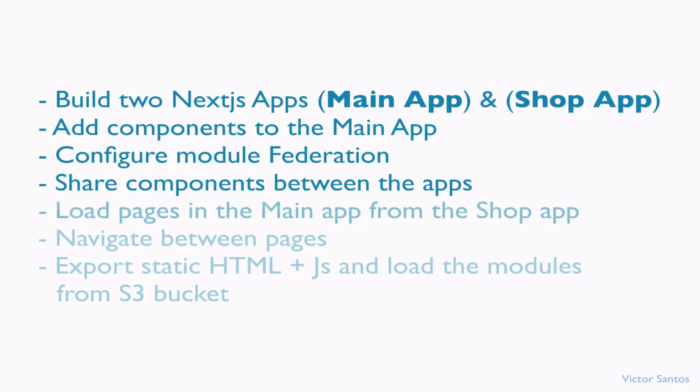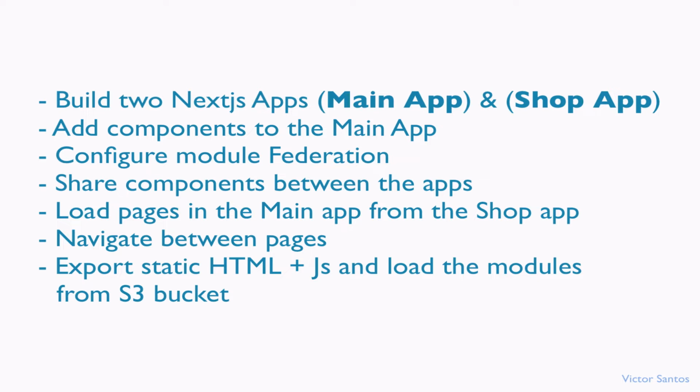We are going to load the entire page from the shop app into the main application. In every single page, this is a concept in Next.js, a page is the entire view. We can load it into the main app. We can navigate between those pages to show the smooth transitions between them. We're going to export those static assets at the end, deploy them into an S3 bucket, and we will be able to load those specific shop components from a deployed main app.